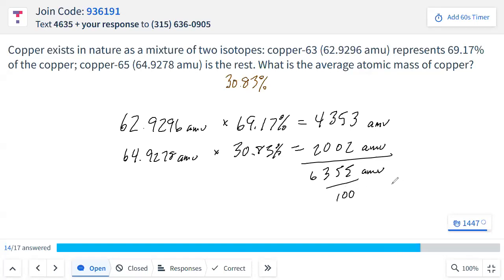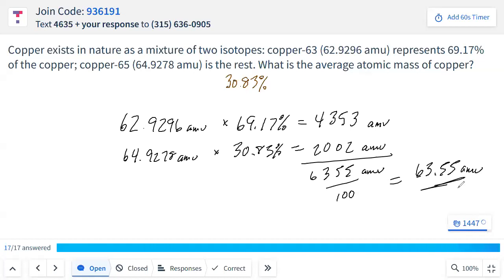And after I divide by 100, I get 63.55 AMUs. Which again, if you look at the periodic table, that should be pretty close to the value that you see. Give or take a couple on that last significant digit, depending upon how much rounding has been done.